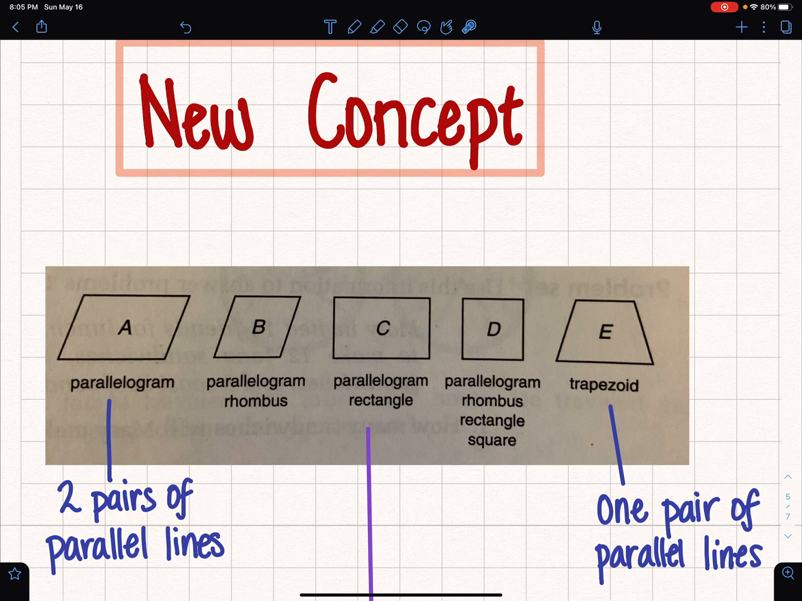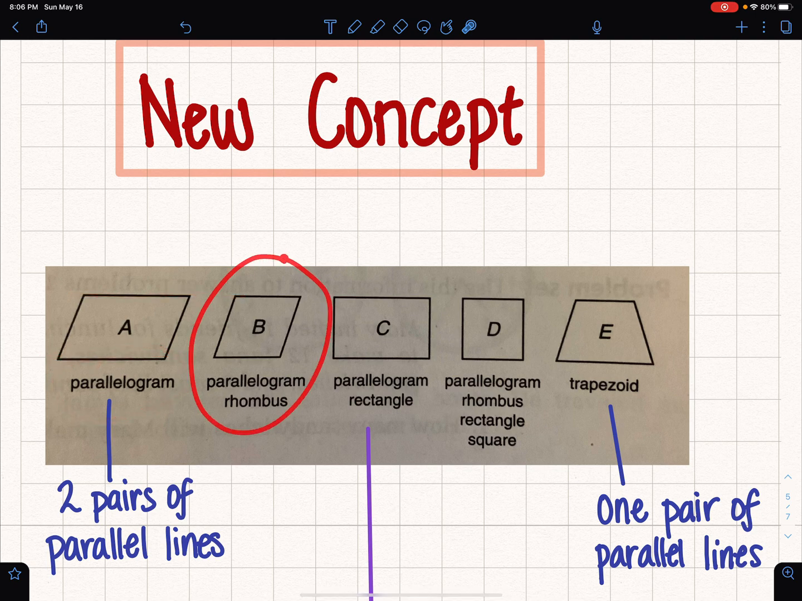Now, if they have 2 pairs of parallel lines, remember what parallel means. This is going in the same direction as this line. And this is going in the same direction as this line. So it looks like an equal sign. They're lines that never cross. Okay? So these 2 are parallel and these 2 are parallel. If there are 2 pairs of parallel sides, that means this is a pair and this is the second pair. That means it's a parallelogram.